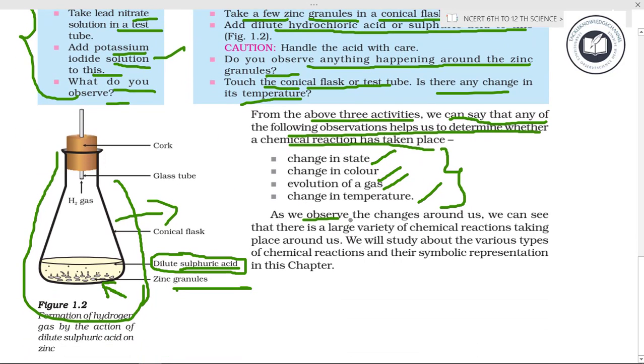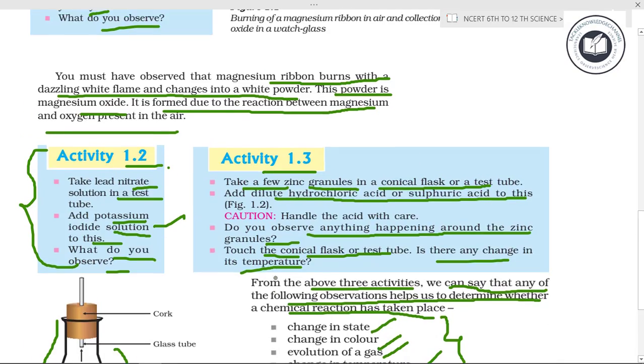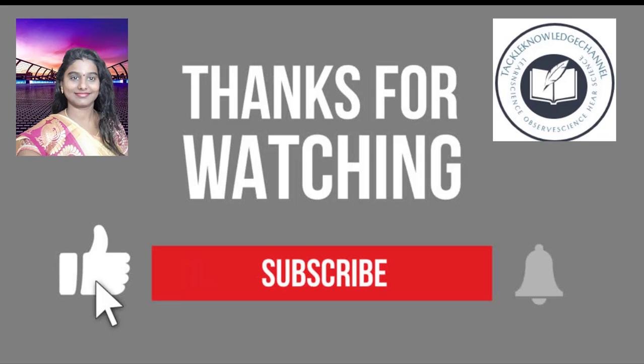As we observe the changes around us, we can see that a large variety of chemical reactions are taking place around us. We will study the various types of chemical reactions and their symbolic representation in this chapter, further in the next class.